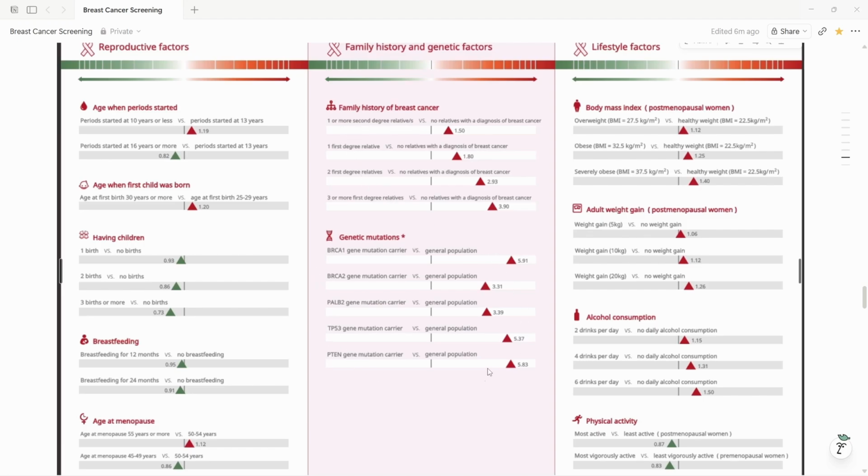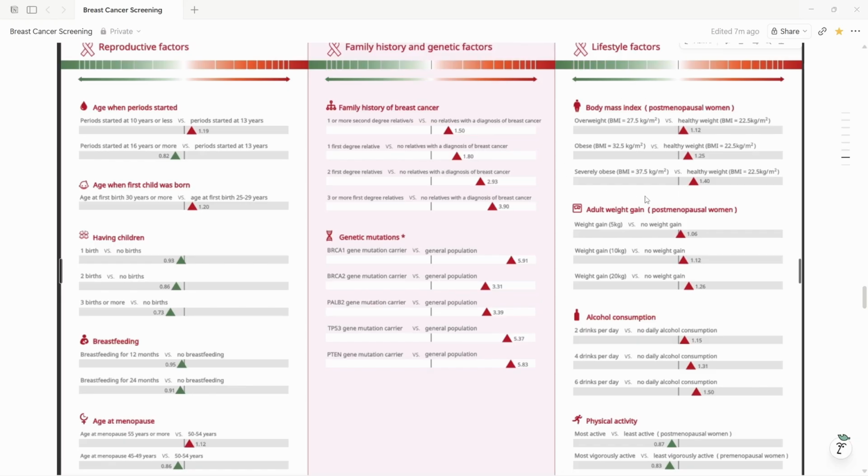Genetic mutations. There are also certain genetic mutations that increase your risk of breast cancer quite significantly. The most well-known ones are the BRCA1 and the BRCA2 genes. There are also other genes such as PALB2, TP53, and PTEN, which, if mutated, can significantly increase your risk of breast cancer.